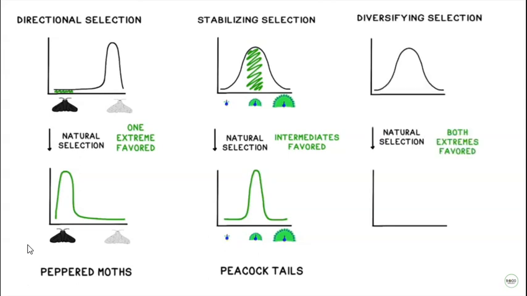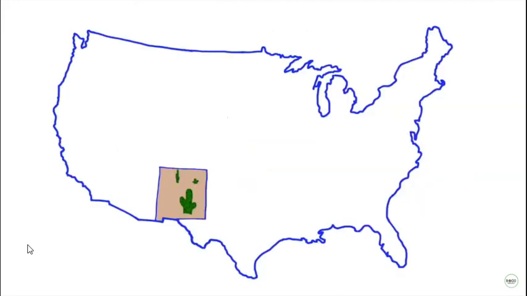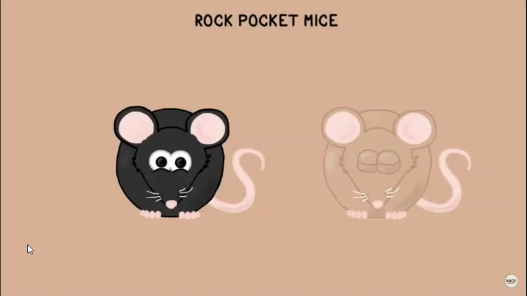In diversifying selection, both extremes are selected for simultaneously, while the intermediate is selected against. Diversifying selection is much more rare relative to directional and stabilizing selection. If you think about it, it's pretty rare to have two extreme phenotypes that are equally useful at the same time, but it does happen. Rock pocket mice are an excellent example of diversifying selection. Much of the southwestern U.S. is made up of hot, dry desert climate with light-colored sand. The mice tend to have light-colored coats, and it allows them to hide from predators.